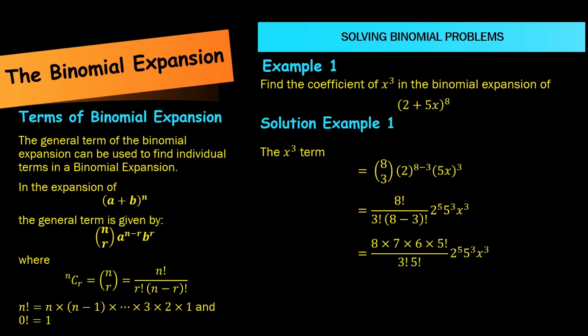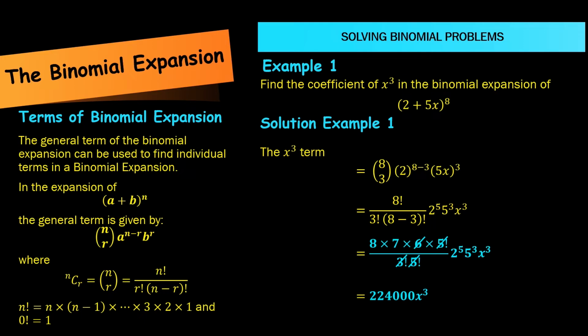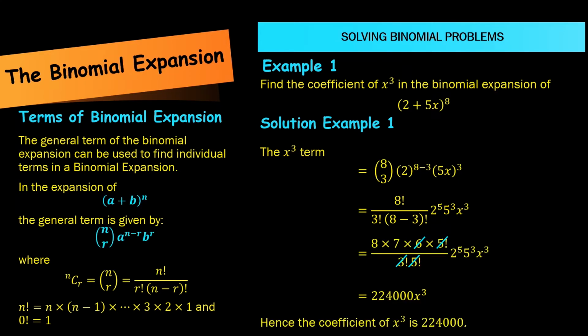Of course, we can now tidy up a little bit. The 6 cancels with the 3 factorial because 3 factorial is 3 times 2 times 1. And the 5 factorials cancel. And 8 times 7 times 2 to the 5 times 5 cubed becomes 224,000. And of course x cubed remains as it is. And hence the coefficient of x cubed is 224,000.